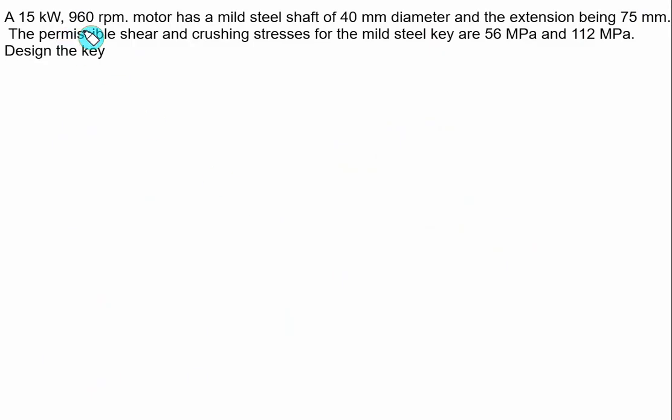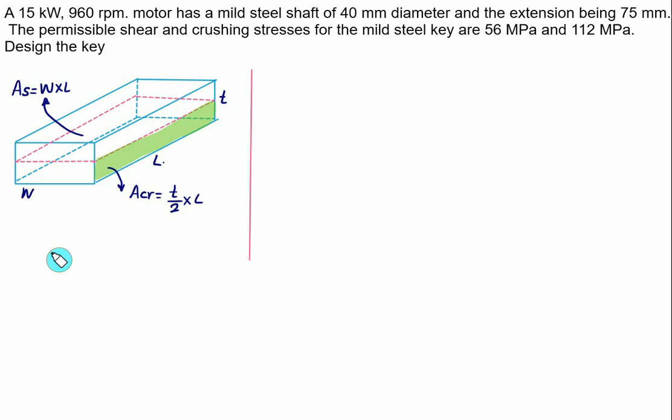A 15 kilowatt, 960 rpm motor has a mild steel shaft of 40 mm diameter and the extension being 75 mm. The permissible shear and crushing stresses for a mild steel key are 56 megapascal and 112 megapascal. Design the key. So we'll assume the key is a rectangular key of width equal to W, length equal to L, T is the thickness. This green area represents here the crushing area, that is T by 2 multiplied by L, and the area represented by this dotted line is the shear area, W multiplied by L.